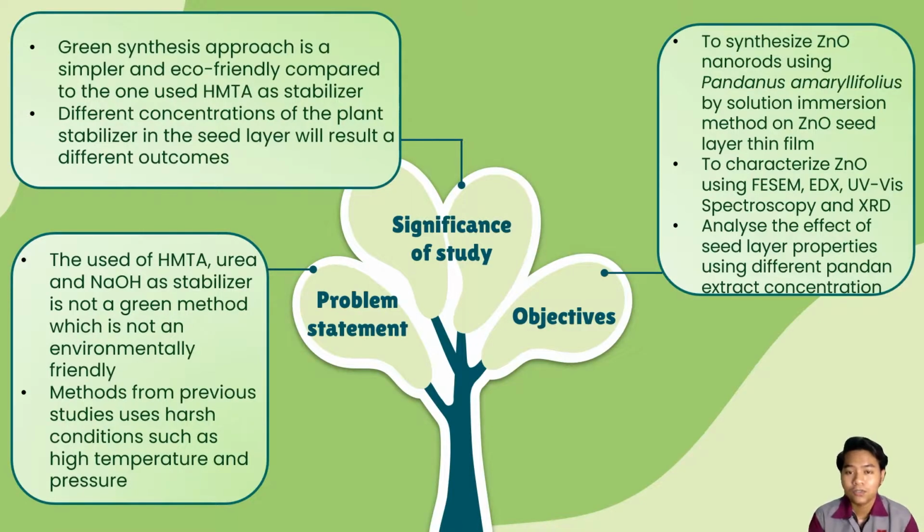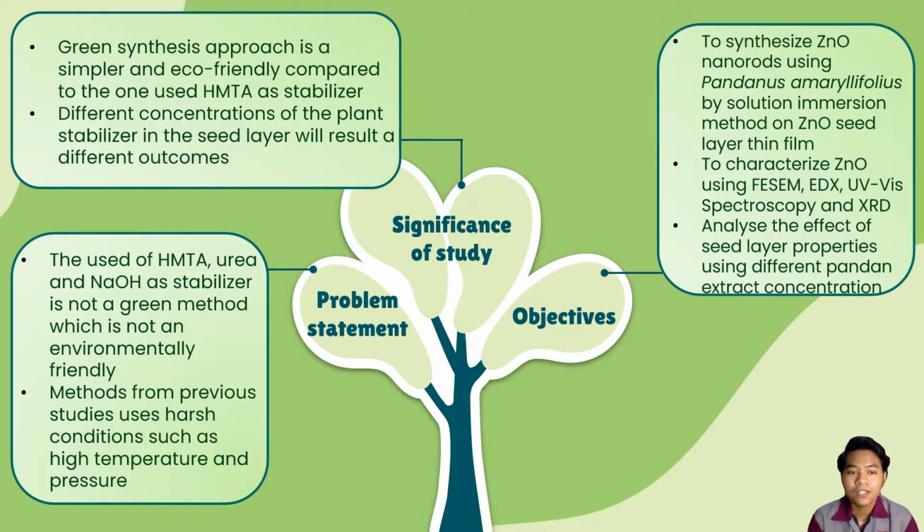Problem statement. The use of hexamethylenetetramine (HMTA), urea, and sodium hydroxide as stabilizer is not a green method, which is not environmentally friendly. The methods from previous study use harsh conditions such as high temperature and pressure. As for the significance of study, the green synthesis approach is simpler and eco-friendly compared to the one that uses HMTA as stabilizer. Different concentrations of plant stabilizer in the seed layer will result in different outcomes.